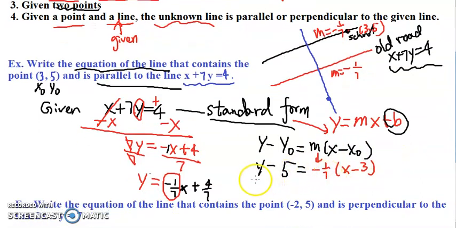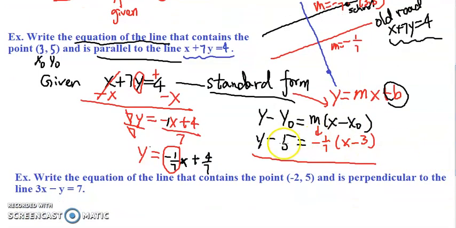Point slope form. You can leave your answer this way. If you want to get rid of parentheses, you can multiply and get rid of parentheses. And if you want to move the 5 to the right, you can continue, but you don't have to. So this form we have is called point slope form.